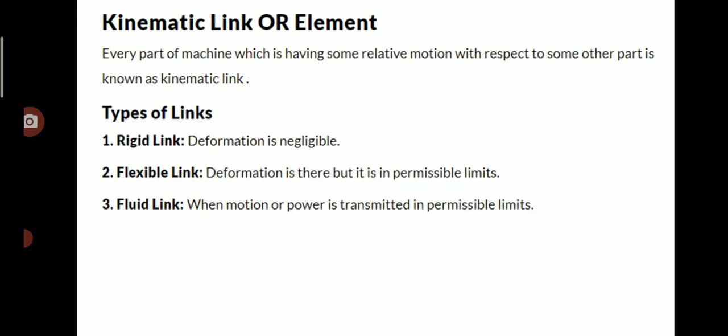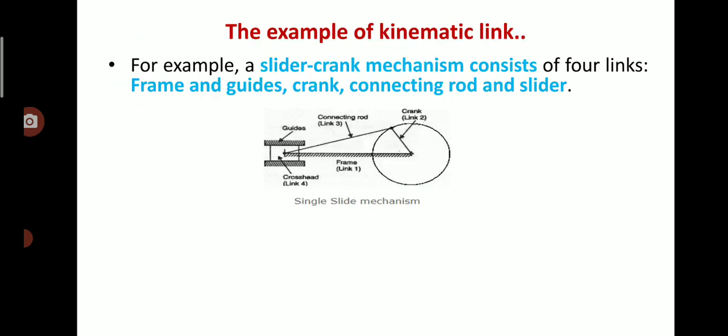So kinematic links are also classified into three categories. One is called rigid link, in which there is no deformation or deformation is negligible. Flexible link, where deformation is there but within permissible limits. And fluid link, when motion or power is transmitted with the help of fluid, this classification is under consideration when there is a use of fluid as a link. So these are the three important types of kinematic link.